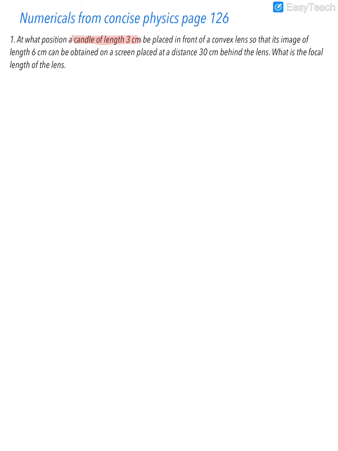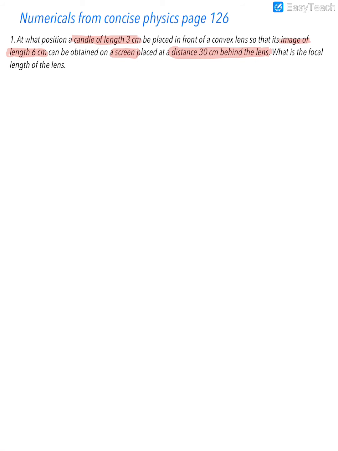Second thing, where is it placed? It is placed in front of a convex lens. Obviously it has to be in the front. So that its image of length 6 centimeter, the image size I, can be obtained on a screen. If you're obtaining something on a screen, realize what kind of image it must be. Real and inverted. If it's a real image, it will be an inverted image. Placed at a distance of 30 centimeter behind the lens.